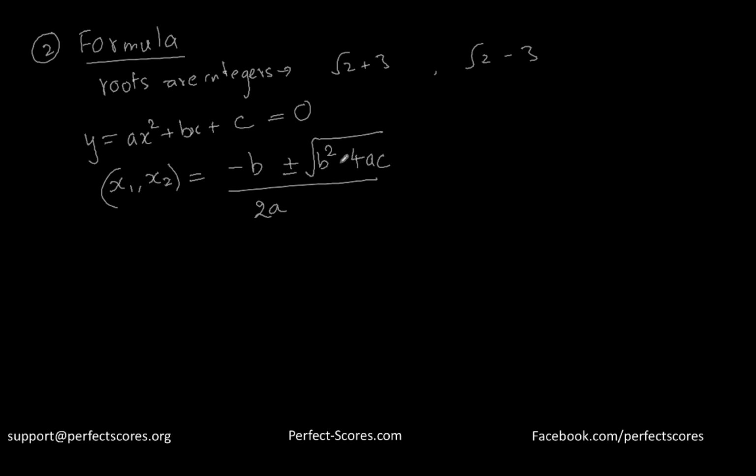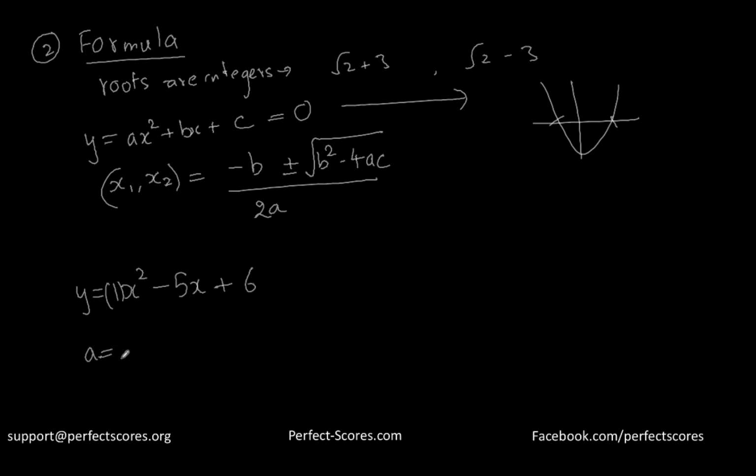So in here what's happening is, this is the formula, and this is the quadratic equation. It is going to cut the x-axis at 2 different points, and those 2 different points can be calculated by this. So let's suppose I have a quadratic equation, the same one, x square minus 5x plus 6. In this case, a is 1, b is -5, and c is 6.